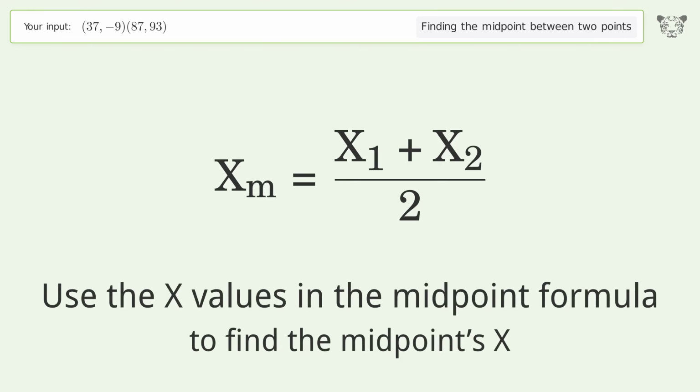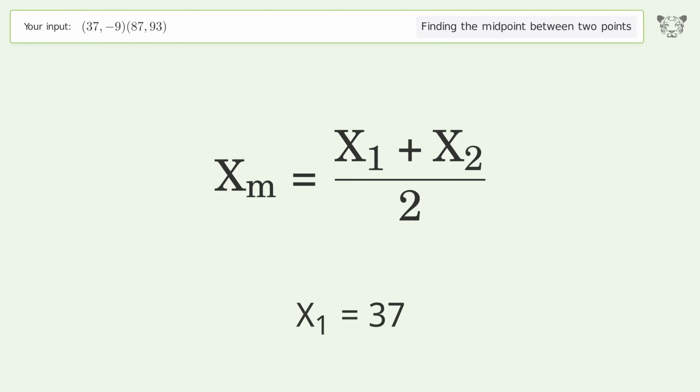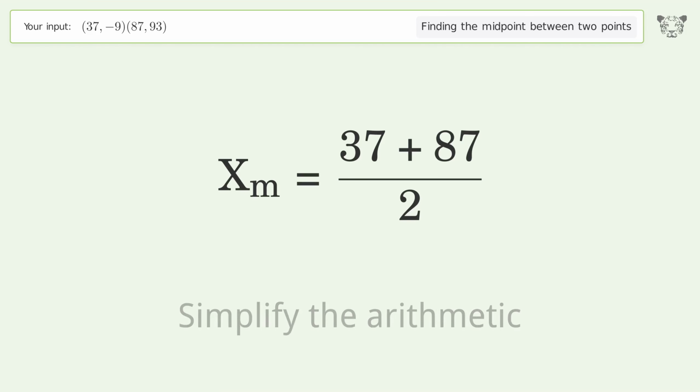Use the x values in the midpoint formula to find the midpoint's x. x1 equals 37. x2 equals 87. Simplify the arithmetic.